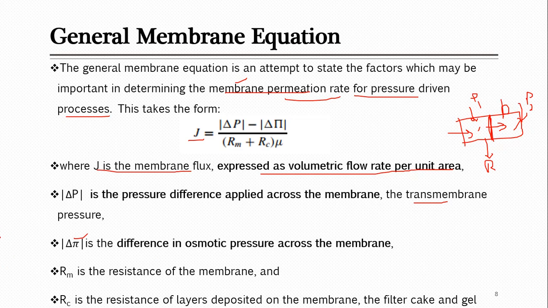So if something is deposited on the membrane, suppose some liquid wants to pass through this membrane. If you consider one completely clean membrane and some liquid wants to pass through it, definitely this membrane will provide some resistance to that liquid. But if you are using this membrane for a long time, you know that some impurities are deposited on its surface.